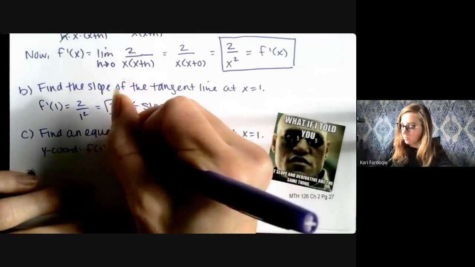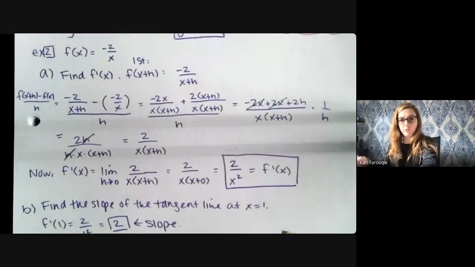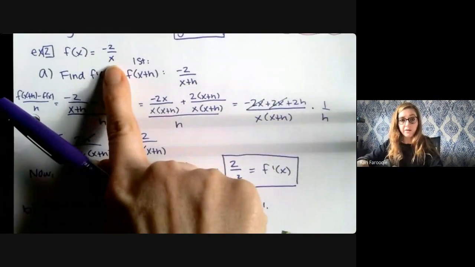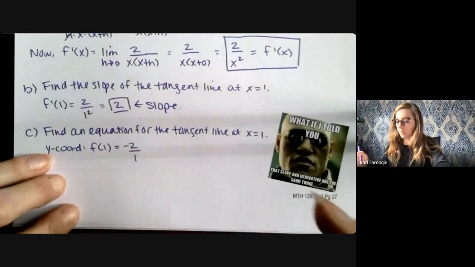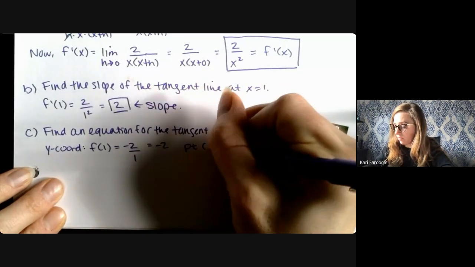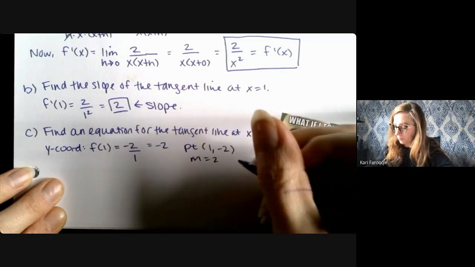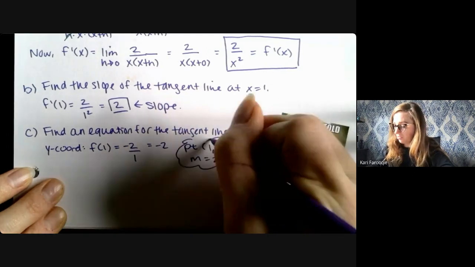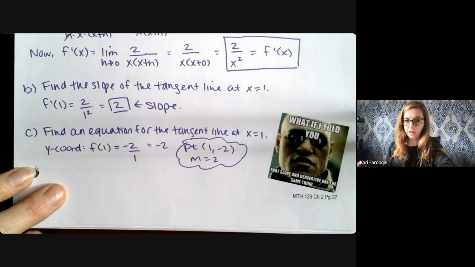F of 1 is -2 over 1. Remember, our original function was -2 over x. So I'm just using that to evaluate f of 1. And then we get -2. So our point now we can say is 1, -2, and the slope we found earlier to be 2. So we're going to use these two pieces of information together, the point and the slope, with point-slope form to get the equation of the line.